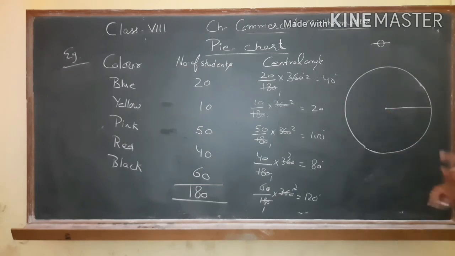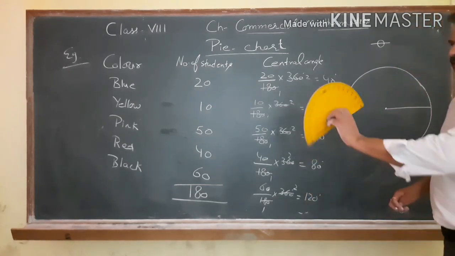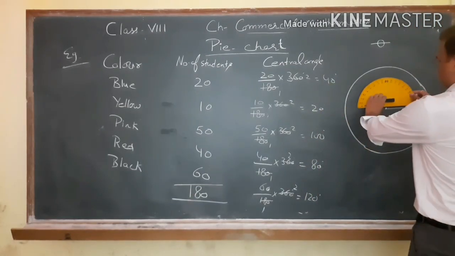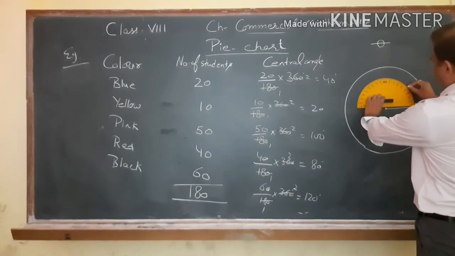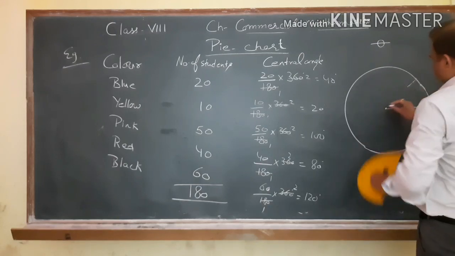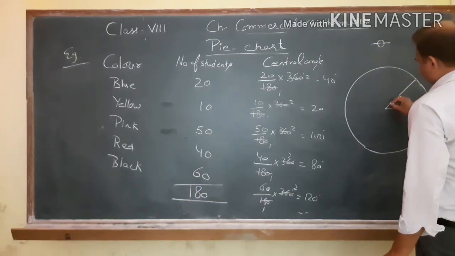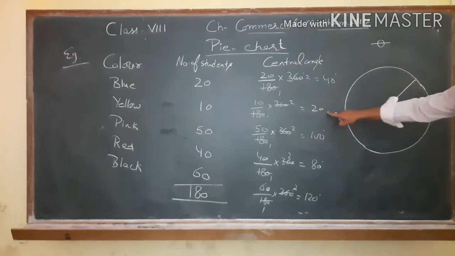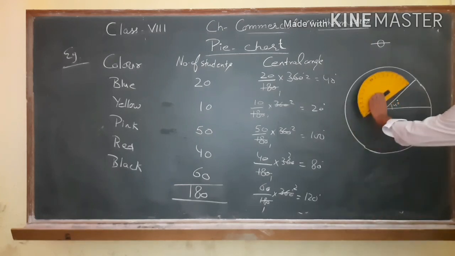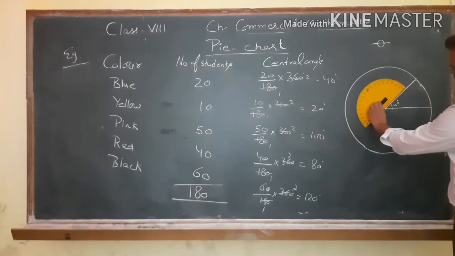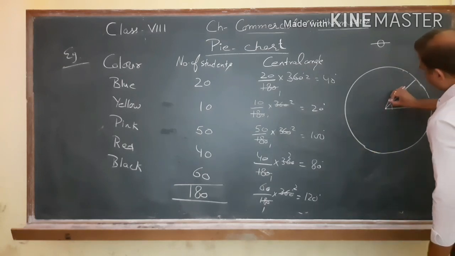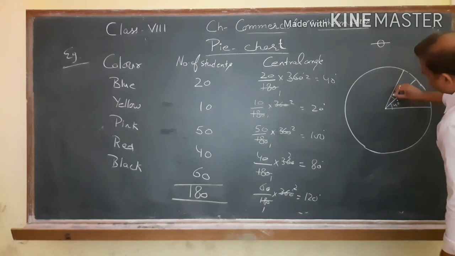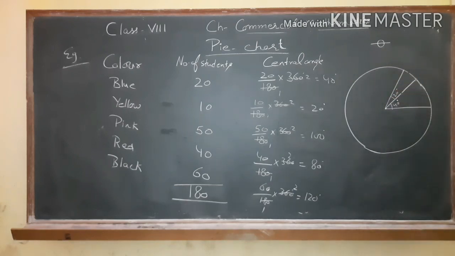So first of all, use the protractor. This is a protractor. Use your protractor. Put it at the center and then mark 40 degree. So here is the 40 degree. So this angle is 40 degree. Next, take this line as a base and we have to draw an angle of 20 degree. So this will be the 20 degree.